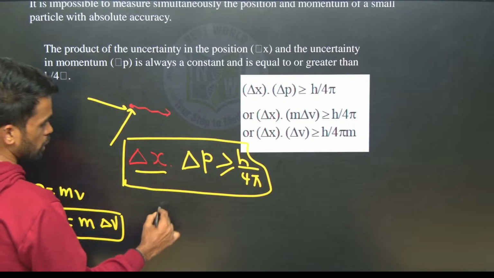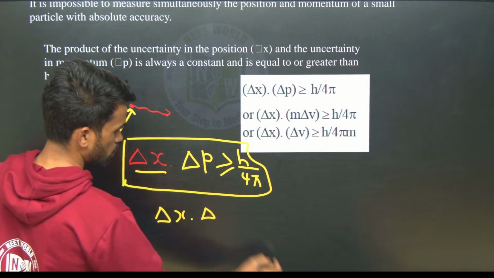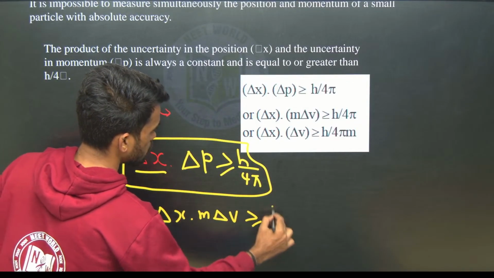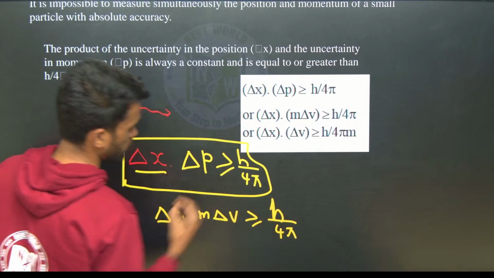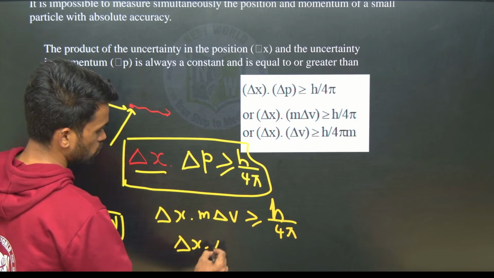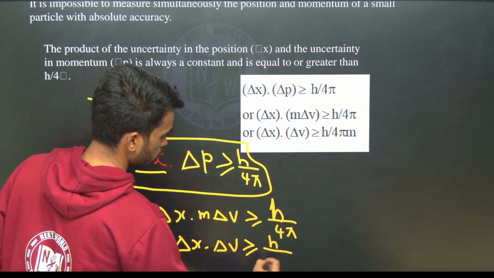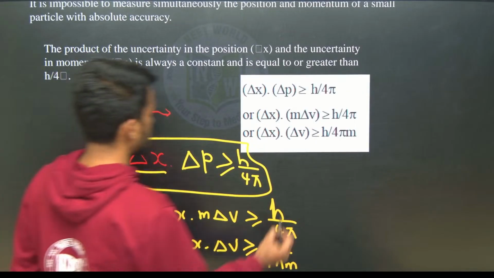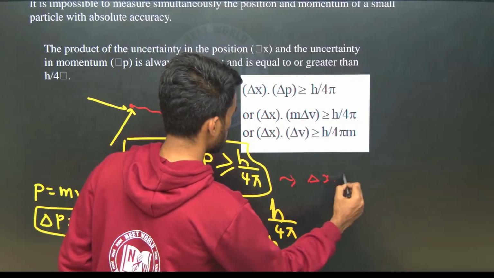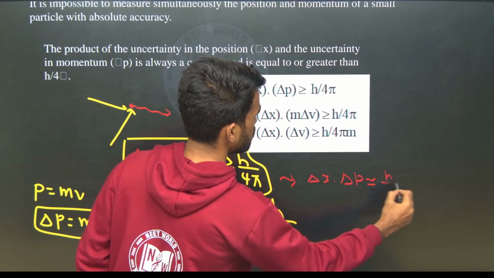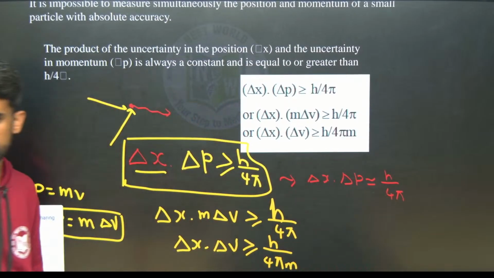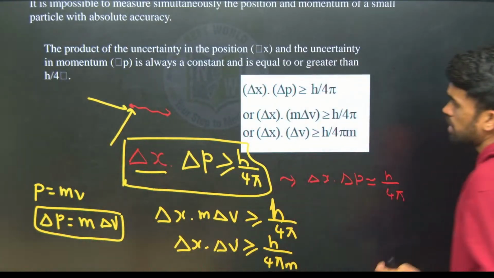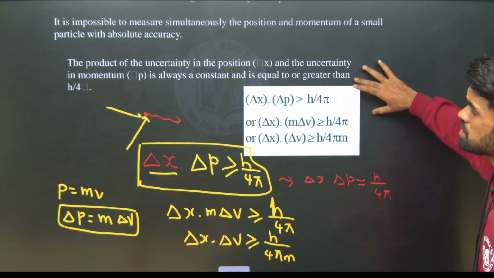So we have change in position into change in momentum, and I am replacing that with mass into change in velocity, greater than or equal to h by 4 pi. From this, delta x into delta v is greater than or equal to h by 4 pi m. While doing numericals, you just consider delta x into delta p and simplify the problem whatever they mention. So this is about HUP, Heisenberg's uncertainty principle.